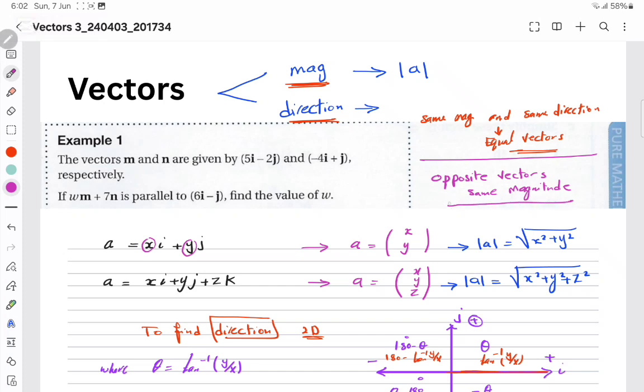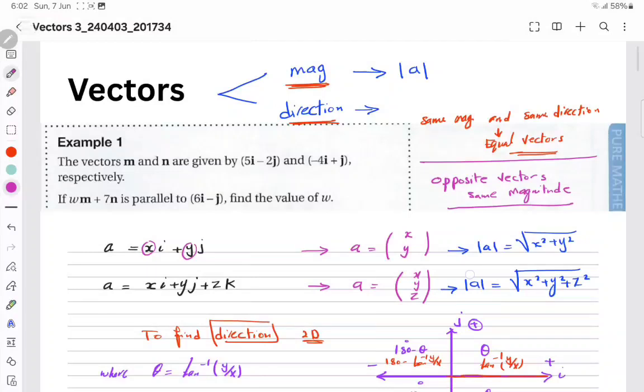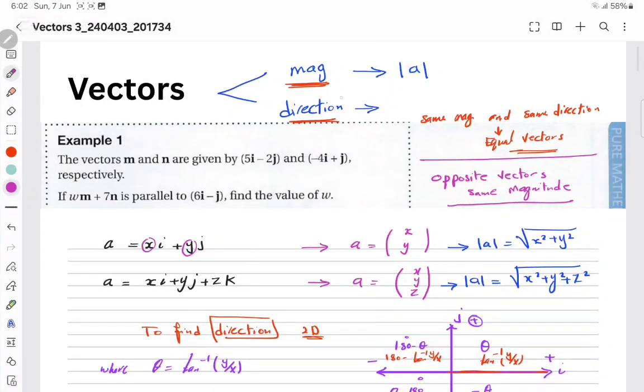The third type is called parallel vectors. In parallel vectors, they have the same direction, but they don't need to have the same magnitude, because in parallel vectors, the magnitude of one vector will be a multiple of the other. So every time we say that in parallel vectors, they must share a common factor, because in the length or the magnitude, one of them will be a multiple of the other.